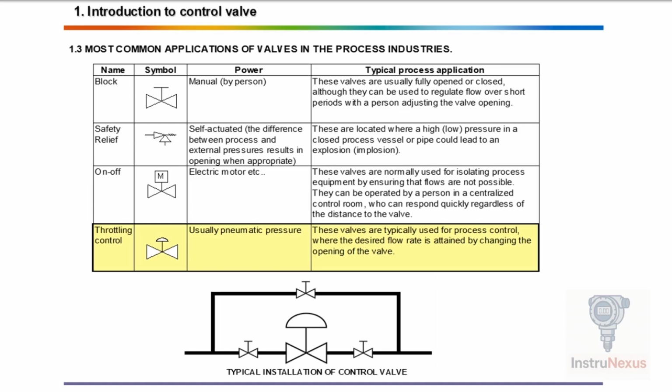And the next one is the safety relief valve. It is self-actuated; the difference between process and external pressures results in opening when appropriate. These are located where a high or low pressure in a closed process vessel or pipe could lead to an implosion.